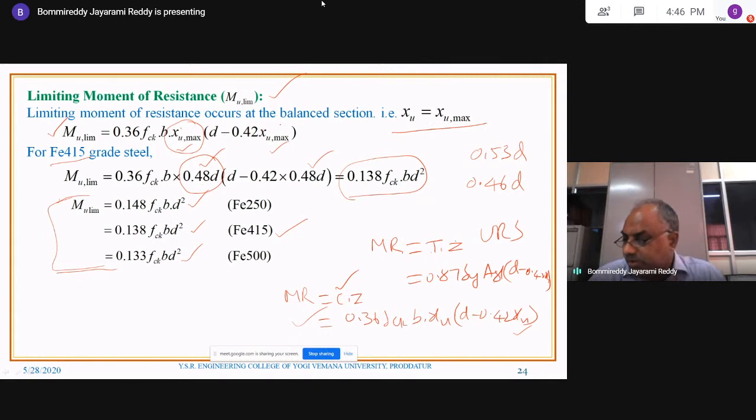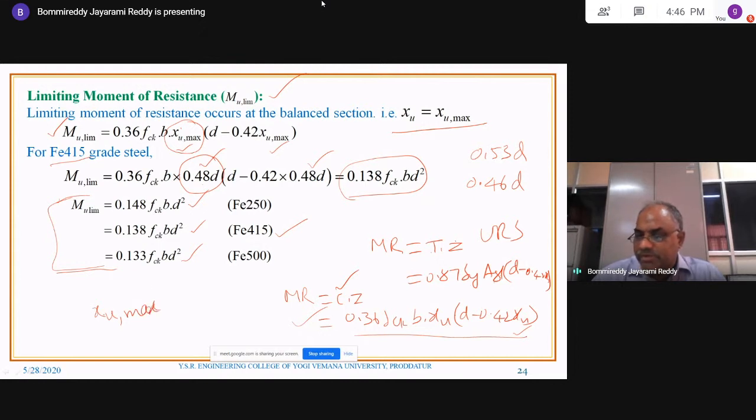So you can look at this. This is the original formula, and for the balanced section you are substituting 0.48d, and for over reinforced also the same thing, because xu is becoming xu maximum. Why is it called maximum?